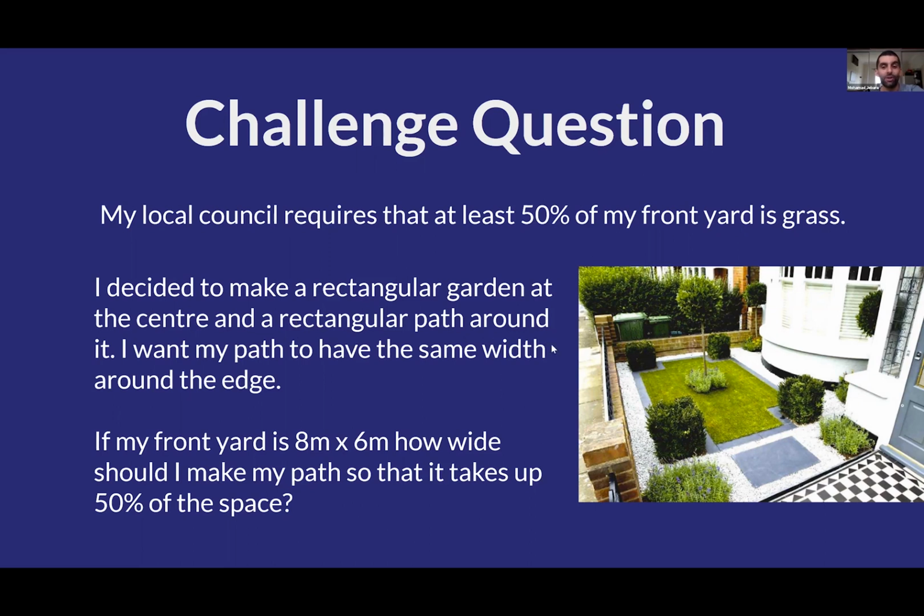Okay, so if my total front yard is 8 meters by 6 meters, and I'll have this perfect paving around the outside, ignore this part here, I want uniform paving around the outside. How wide should my path be so that it takes up 50% of the space? I want to use as much concrete as I can, all right? So that's our challenge question.